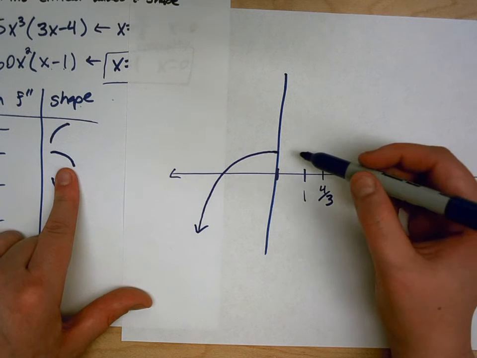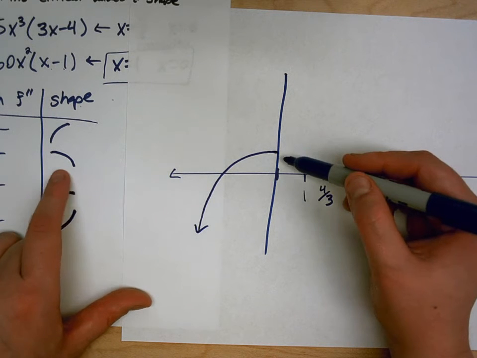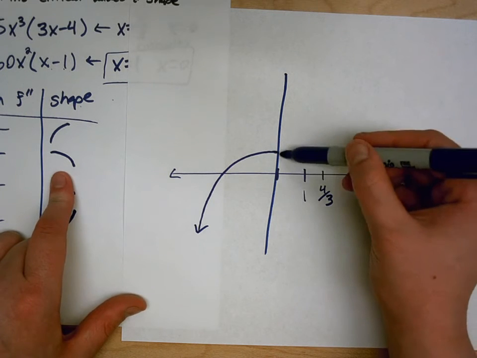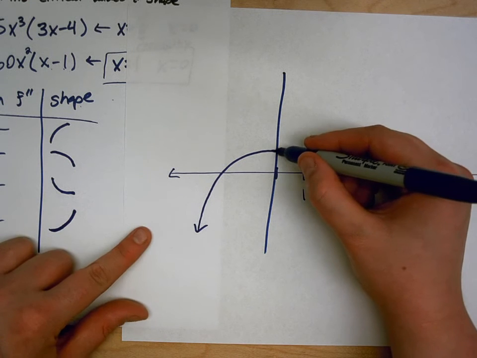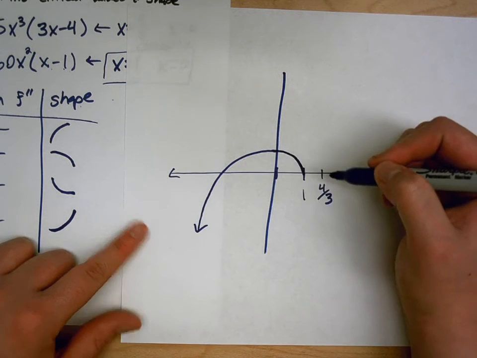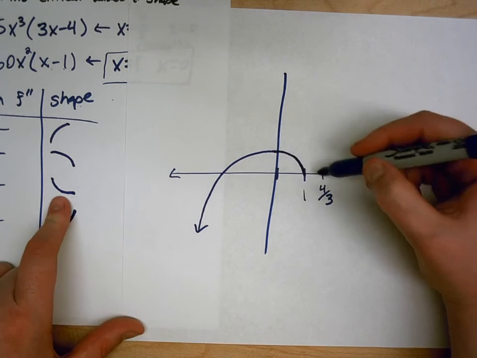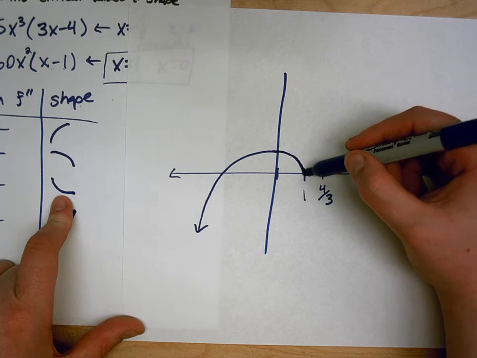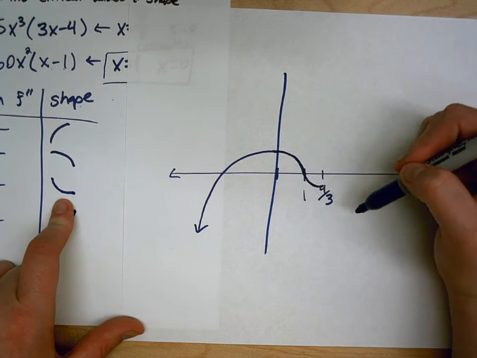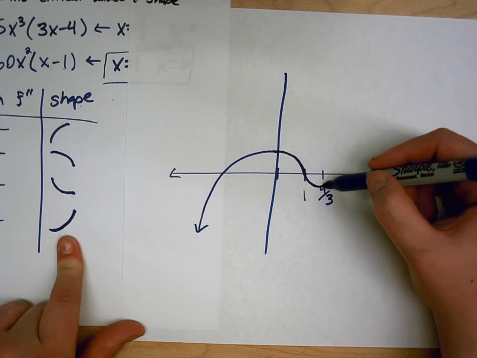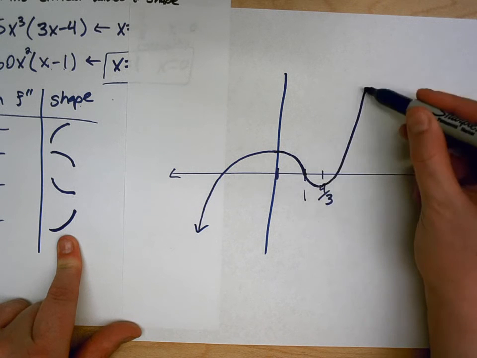All right, between 0 and 1, I will have this shape. So between 0 and 1, I'm going to have a shape that looks like this. Between 1 and 4/3, I will have this shape. And between 4/3 and infinity, I will have this shape.